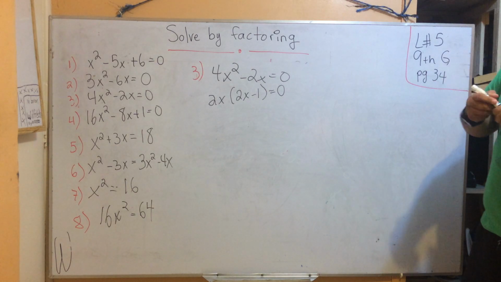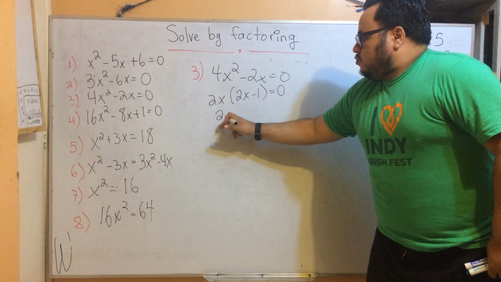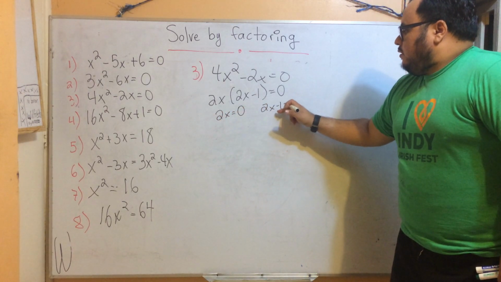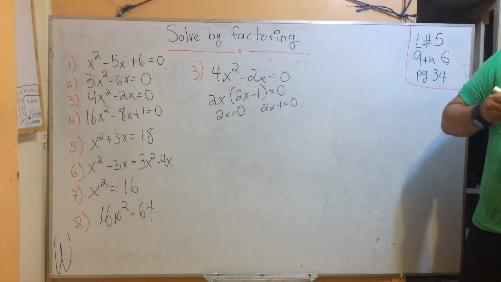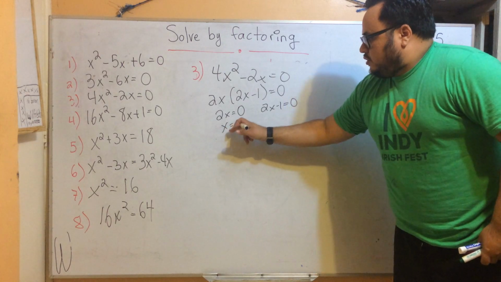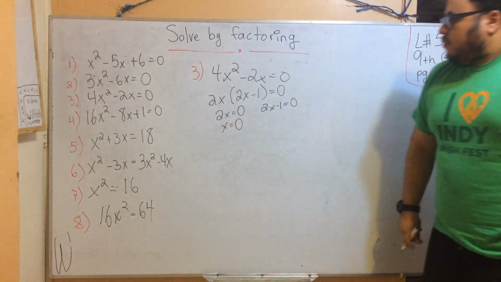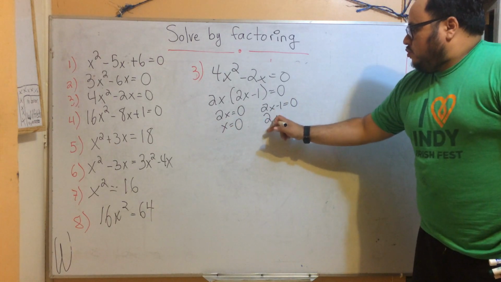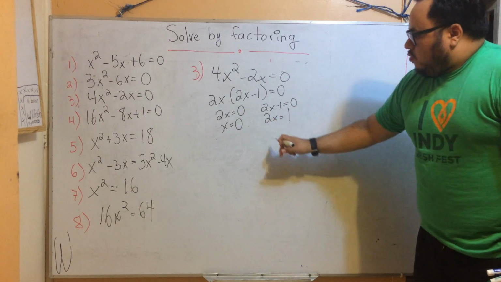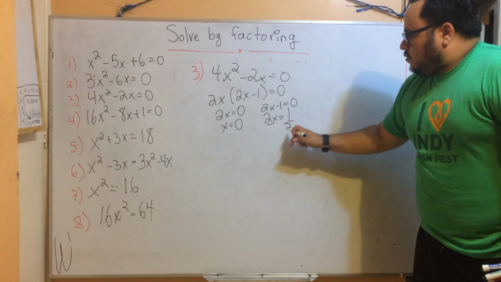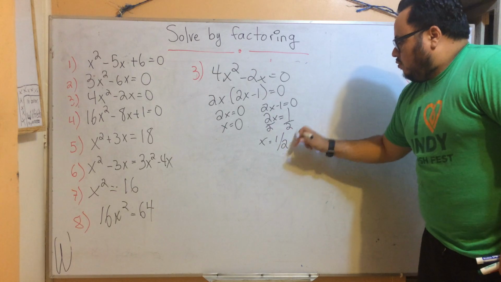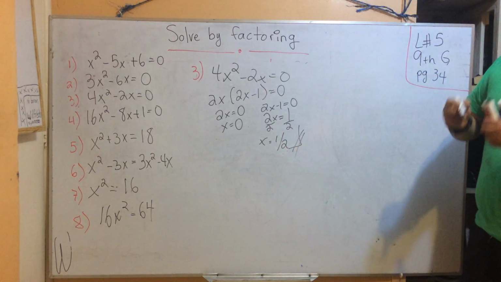Now, how do we solve? 2x equals 0, and 2x minus 1 equals 0. On the first one, we already know that x is equal to 0, because 2 times 0 is 0. And here we move the minus 1 to the other side, so 2x equals 1. 1 divided by 2, x equals 1/2.